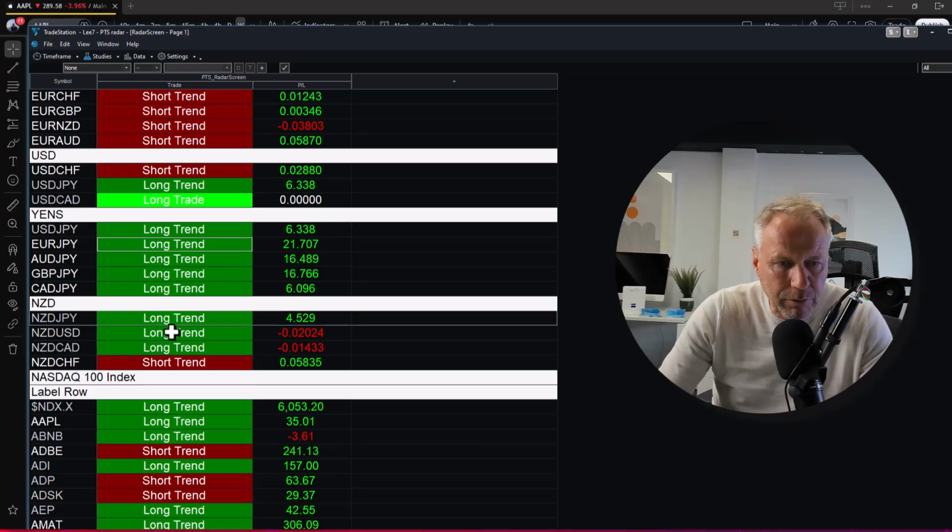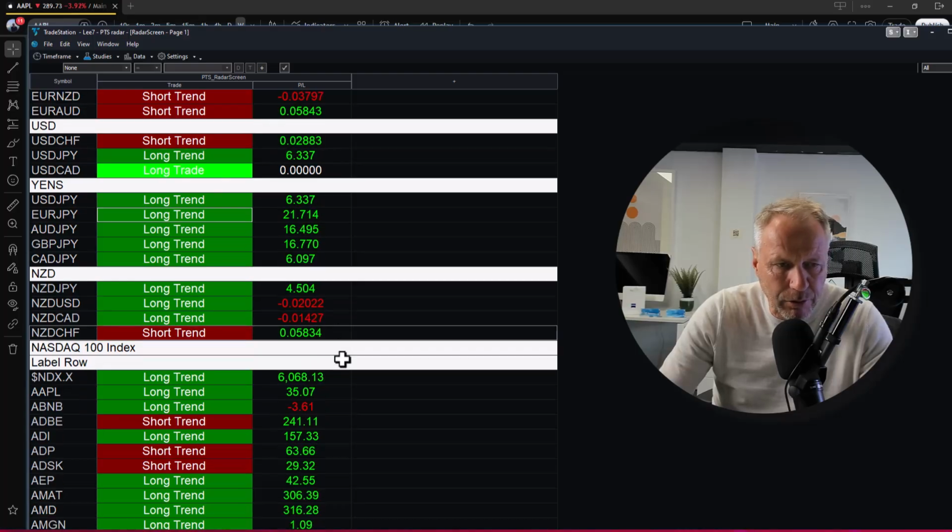New Zealand dollar been quite strong, guys. Not much happening on that. A couple of red losing trades there. New Zealand Swissy up 583 pips on the short side.